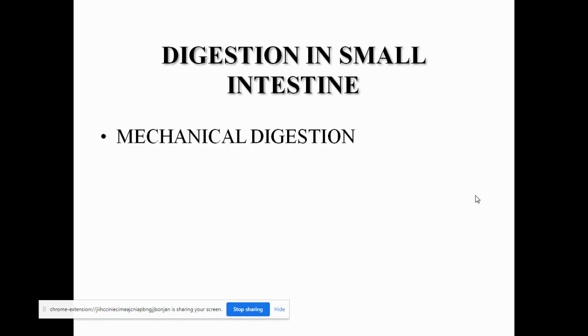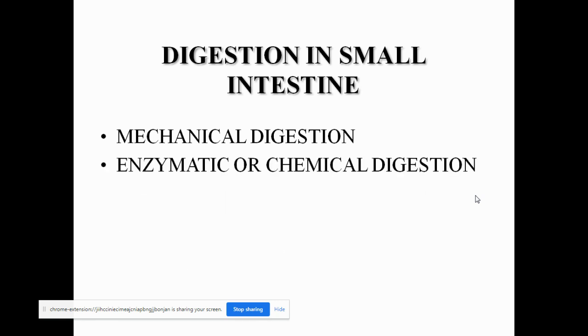So now we will move on to the digestion. What happens in the small intestine? What kind of digestion happens in the small intestine, and how is it happening? We will see. Two types of digestion take place in the small intestine. Number one is mechanical digestion, and number two is enzymatic or chemical digestion. We will see this one by one.